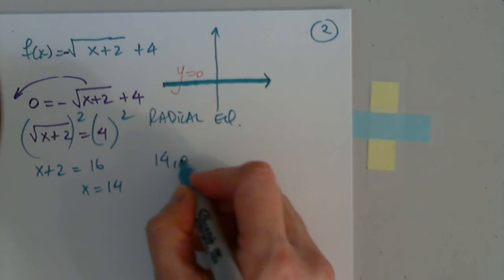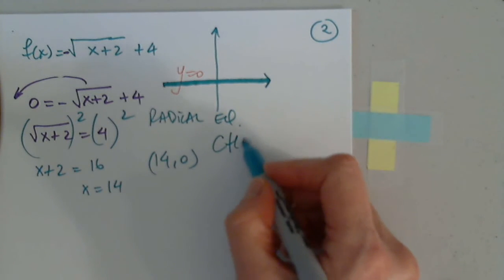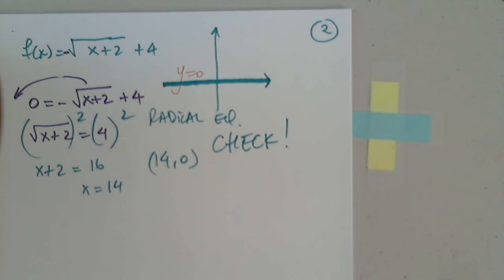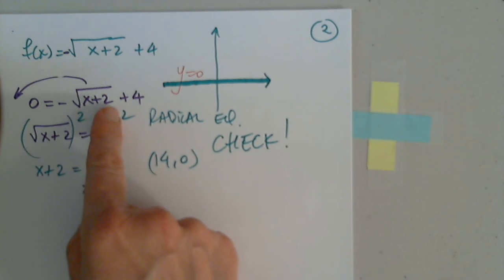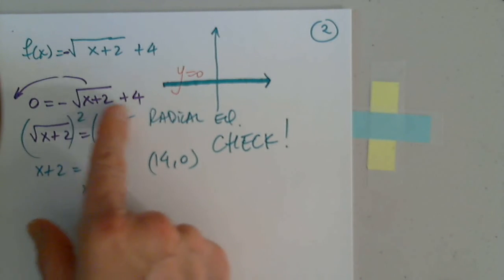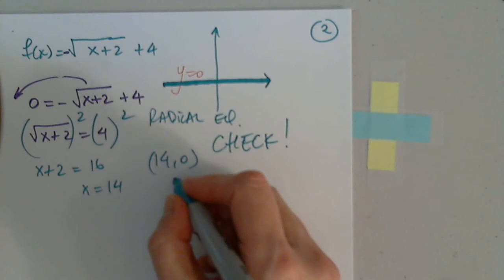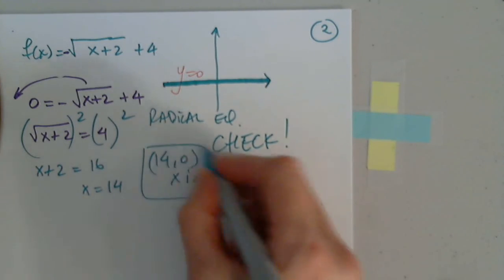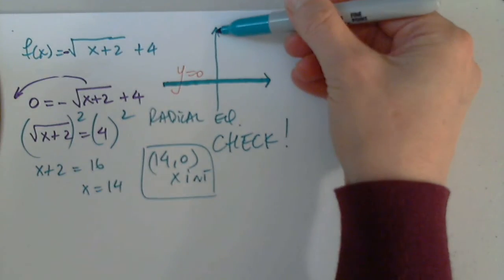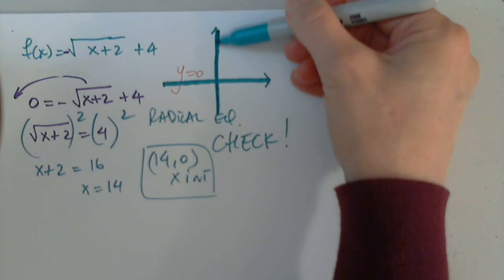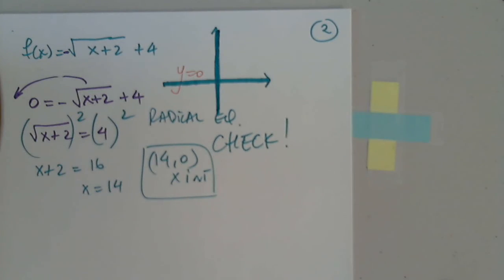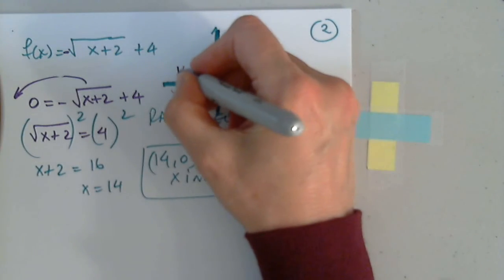So it's 14 comma 0, but remember, we have to check. Every time we solve radical equations and square, we have to go back and check. 14 plus 2 is 16, the square root of 16 is 4, negative 4 plus 4 is indeed 0. So this will be the x-intercept. Now, anyone remind us what is the equation of this line, which is the y-axis? X equals 0. Yeah.